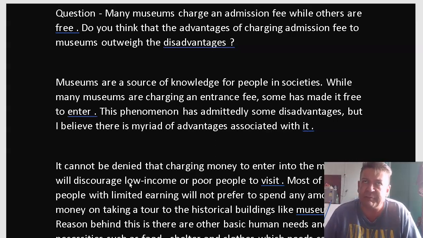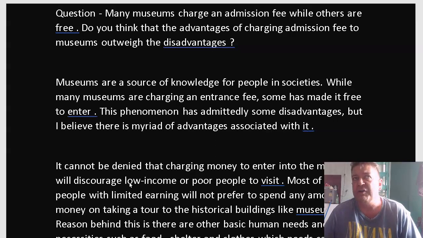Many museums charge an admission fee while others are free. This is a variation on a standard question that's been around for a while. Do you think the advantages of charging an admission fee to museums outweigh the disadvantages?